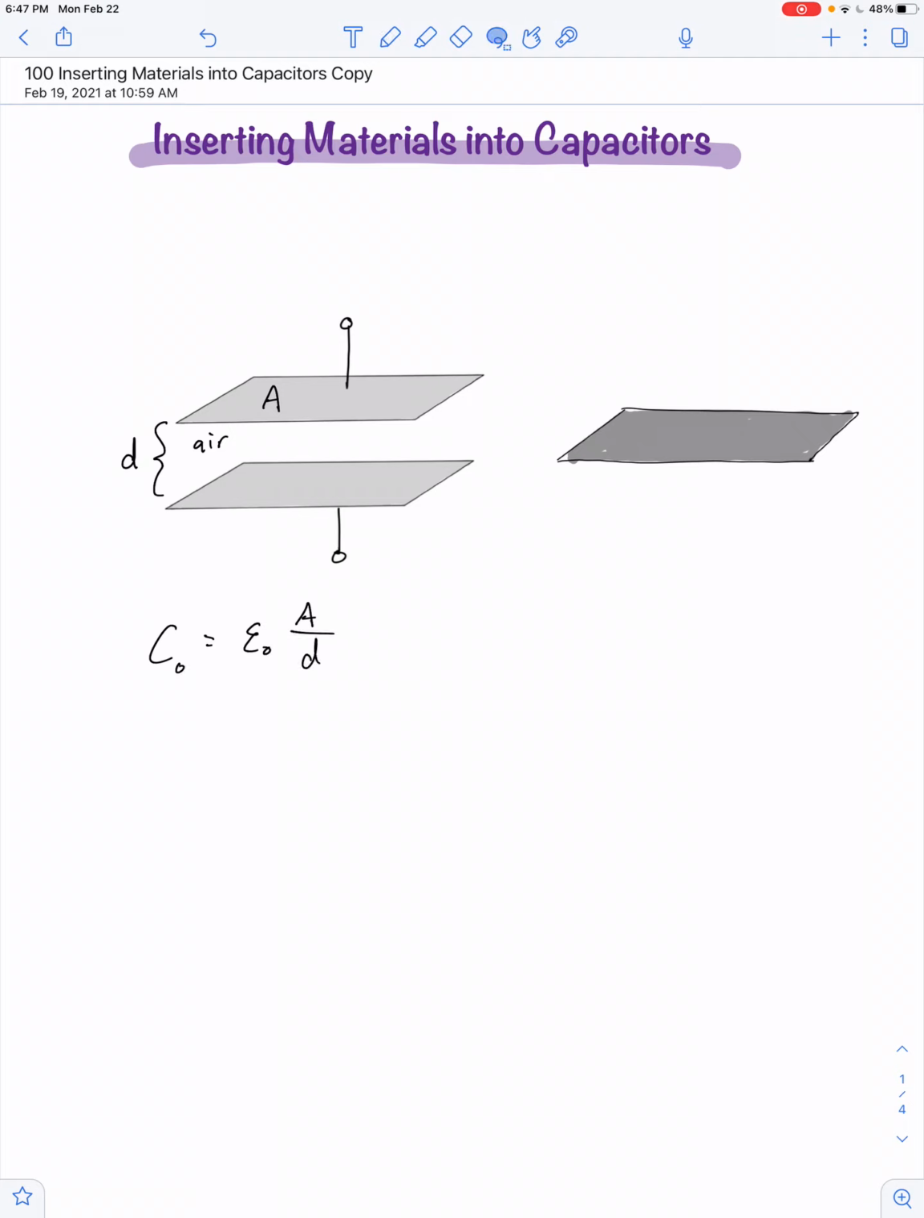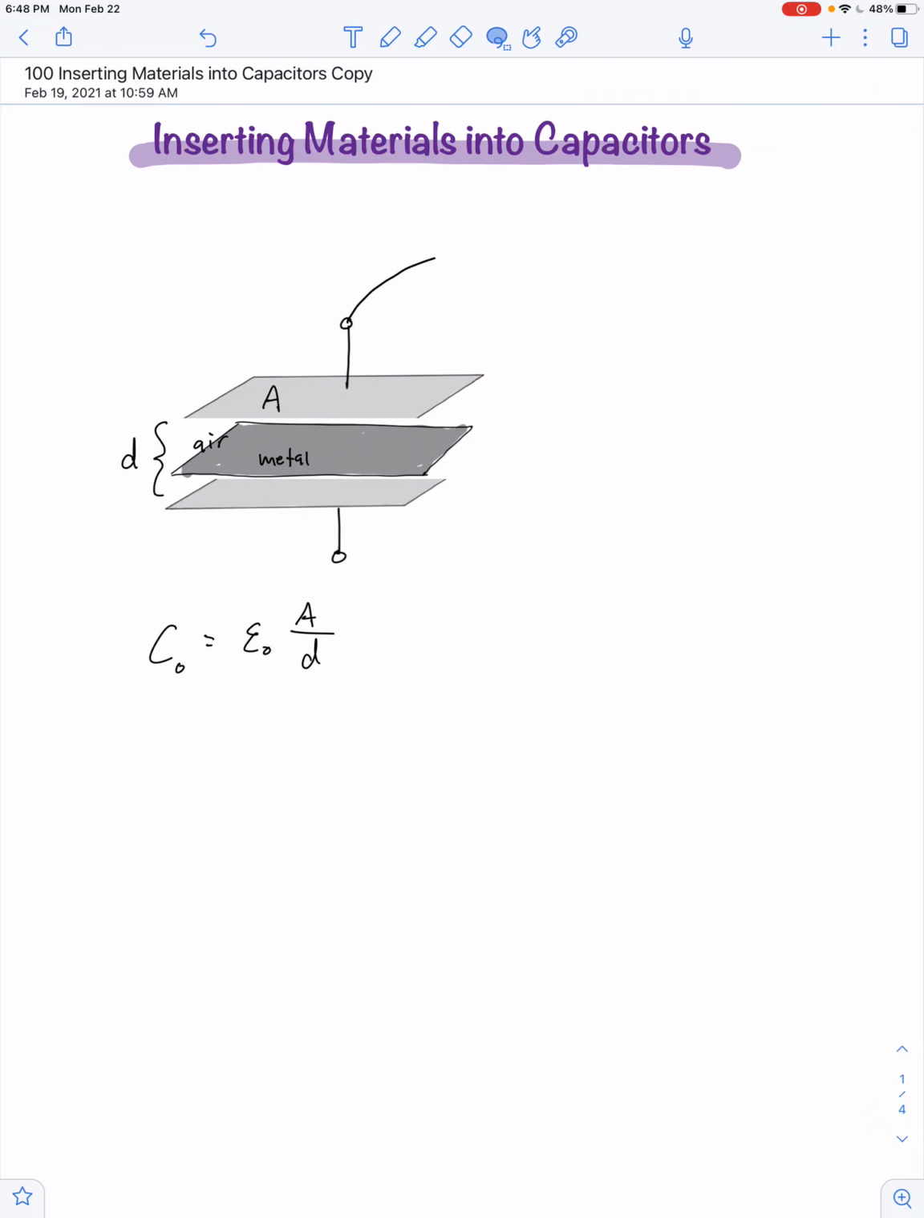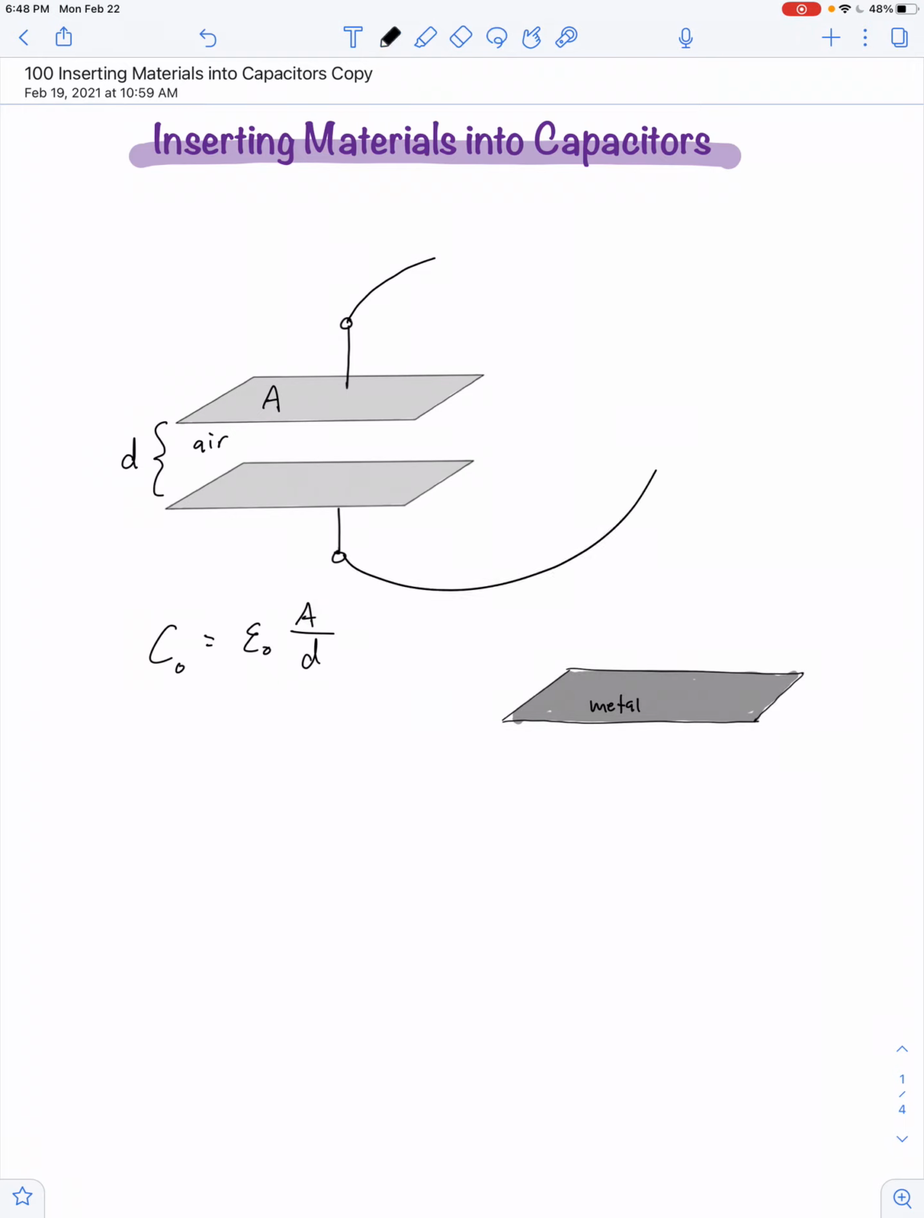I want to see in this case what happens when, instead of putting dielectric material in between the two plates, we take a very thin metal sheet and place it halfway between the two plates. So let's consider that, before that metal slab was even inserted, this capacitor was hooked up to a battery.